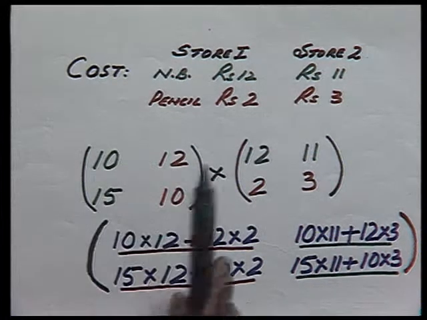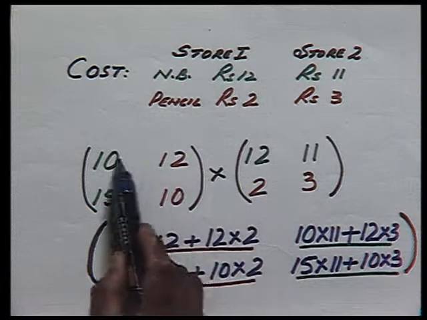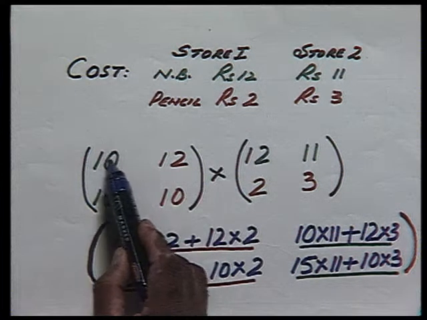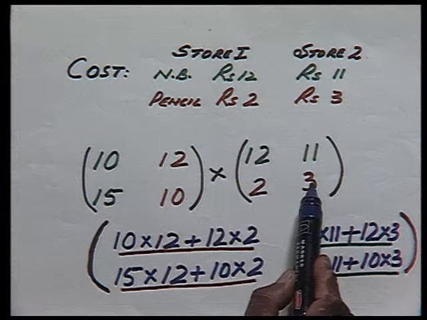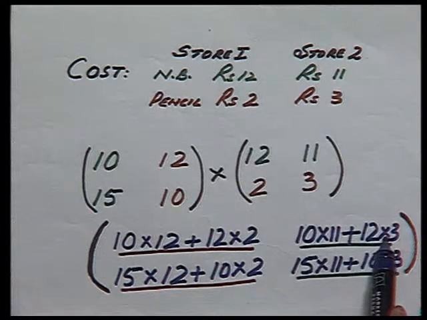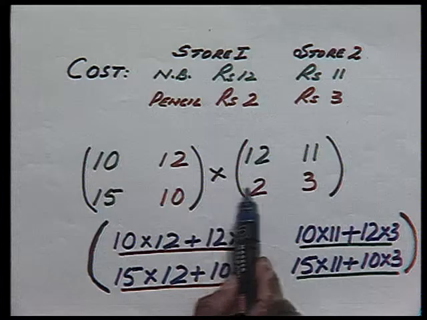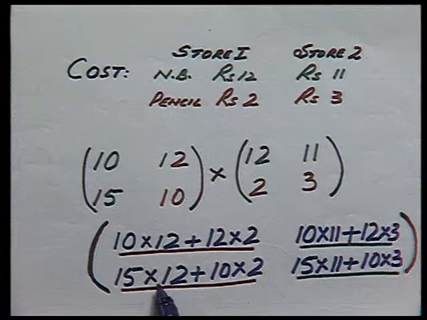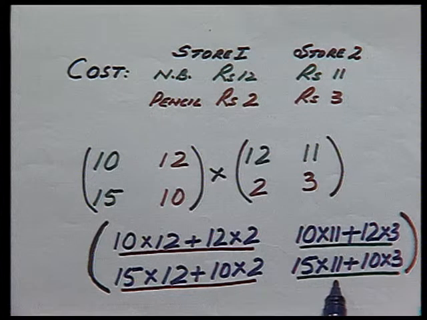To find out the cost, we exactly go the previous way. We multiply these two items with this. So, 10 times 12, 12 times 2, this is the information that comes here for store 1, and then 10 times 11, 12 times 3, this is the information in respect of the second store, the cost that Rekha has to pay for store 2. And 15 times 12, 10 times 2, again we are going the same way, that is picking up the row from here and the column from here, information reflected here. This second row, this second column gives us the information here.